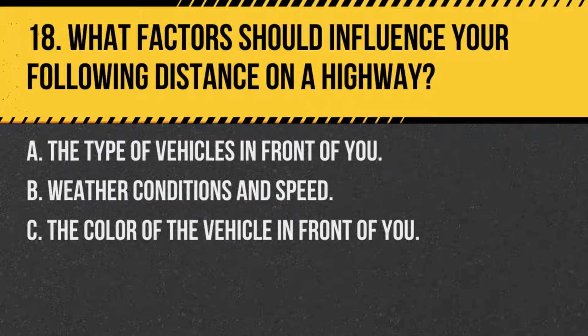Question 18. What factors should influence your following distance on a highway? A. The type of vehicles in front of you. B. Weather conditions and speed. C. The color of the vehicle in front of you. Answer: B. Weather conditions and speed. These factors significantly affect stopping distances and safe following distances.